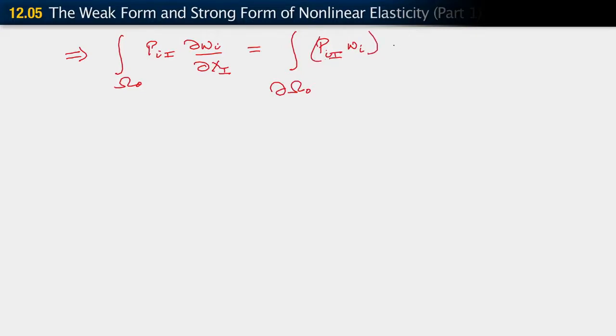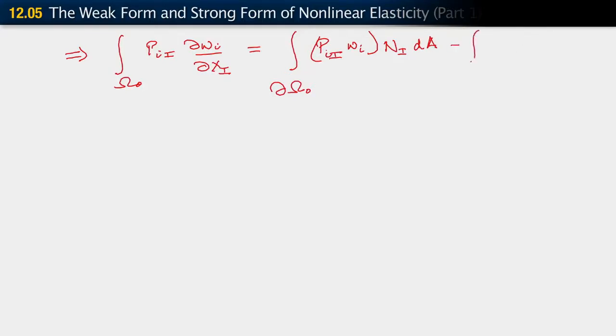Okay? All right. So what that gives us then is that integral over omega naught P little i capital I, derivative of W little i with respect to x capital I, equals: now the Gauss divergence theorem takes us to the boundary. And on the boundary we have P i capital I W i, okay, the whole thing dotted with N capital I dA, okay.